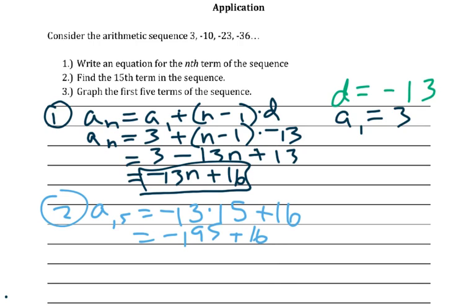which gives us 200. No, it doesn't. Which gives us negative 179. And unlike the word problem that we were able to deal with in the last one, we're just dealing with numbers and values here. So you could check it either way. Or you could just get a calculator out and add and subtract 13 from 3 15 times, 14 times actually.